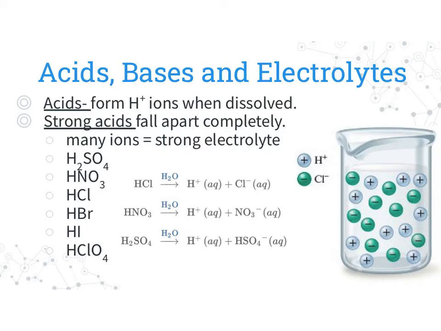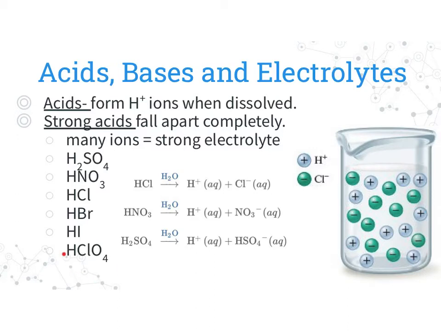So acids, when they dissolve, form hydrogen ions. As you can see down here, we've got hydrochloric acid, and it splits up and makes hydrogen. So what acids do is they form hydrogen. And strong acids fall apart completely, which means they fully split into all of their ions. So like HCl fully splits into hydrogen and chloride. None of them stay together, none of them are bonded once they get into the water.